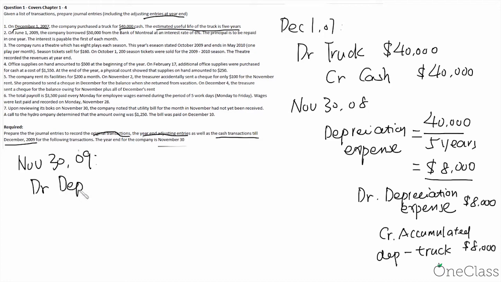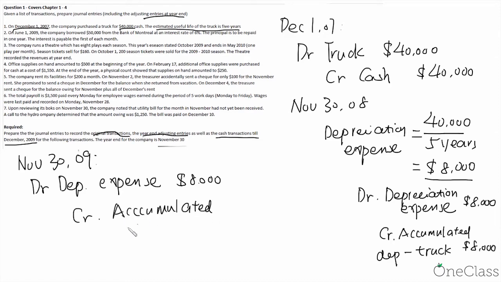So we debit depreciation expense for $8,000 and we credit accumulated depreciation for the check for $8,000. And in November, nothing happens. We only book the depreciation at the year end. So there is no journal entry required in December 2009.